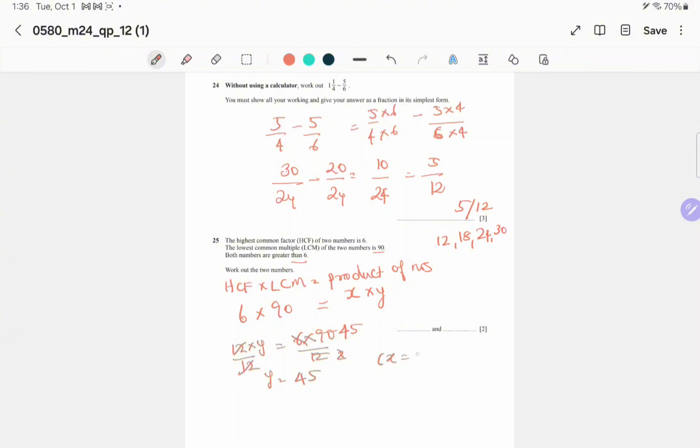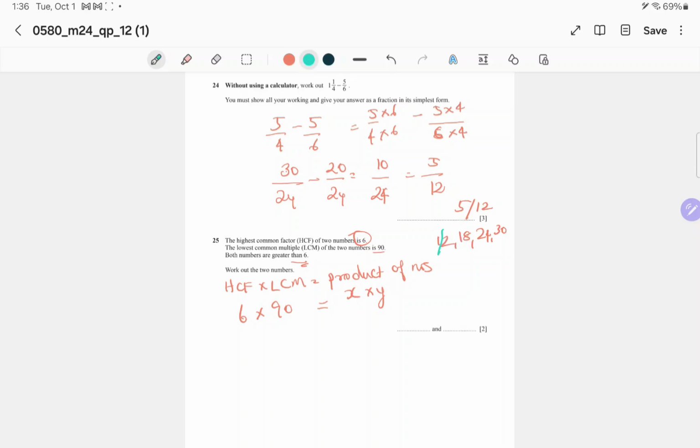X is equal to 12 we have taken and y is 45. Find the LCM of 12 and 45. We have to divide by only 3, so the highest common factor is not 6. It's coming as 3. So we will go to the next method. I will erase this part and go to the next substitution. We will take the next number.